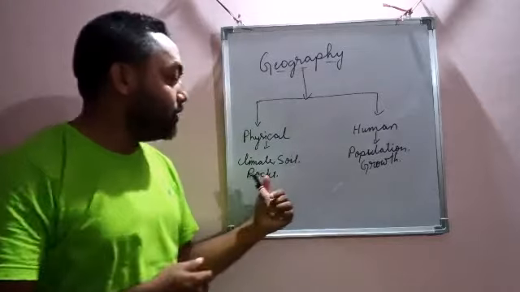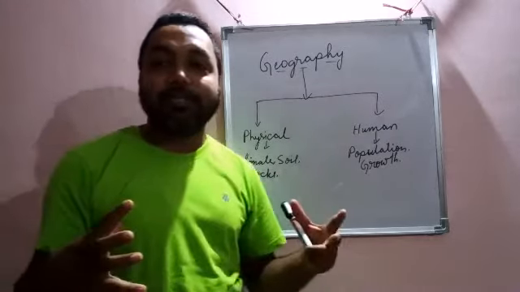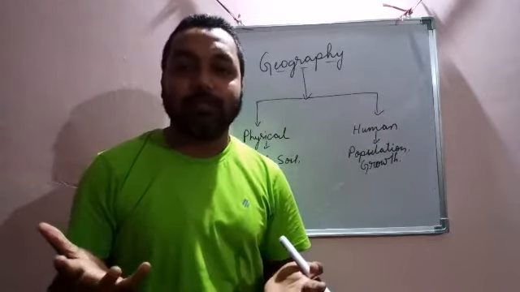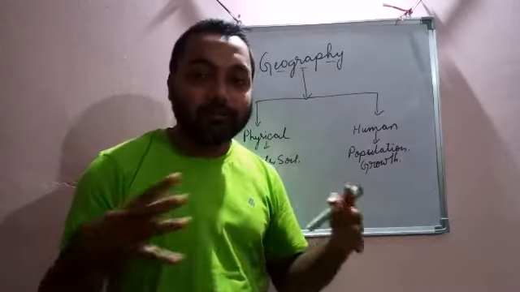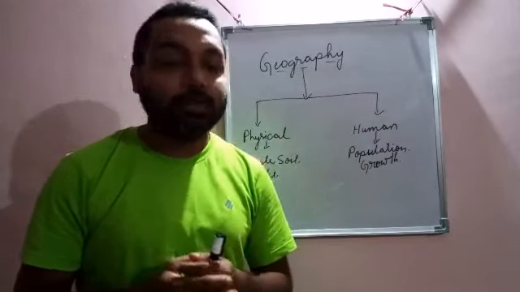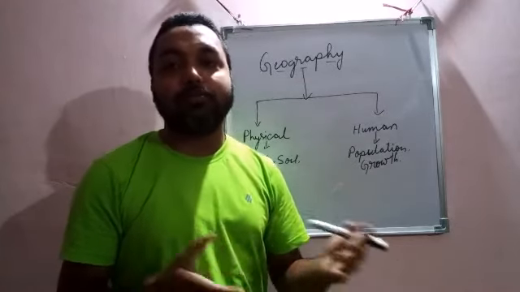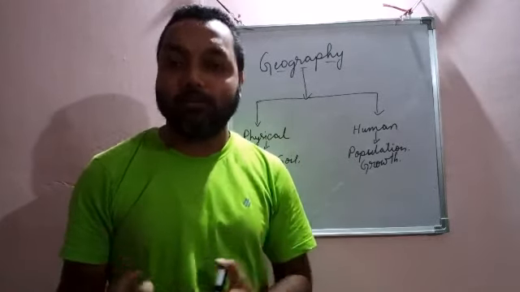So in physical geography we study climate, soil, then all the physical features of the earth, or all the features that are related with the earth. Then in human geography we study everything related with human beings, like population growth, then cultures of human beings, where they stay, what food they eat, all these things we study in human geography.